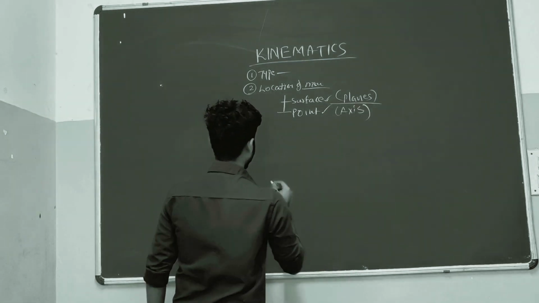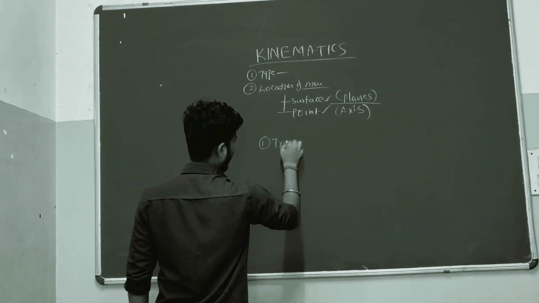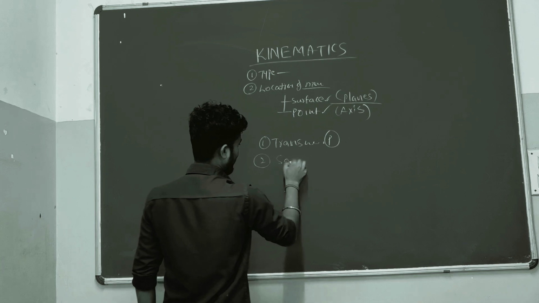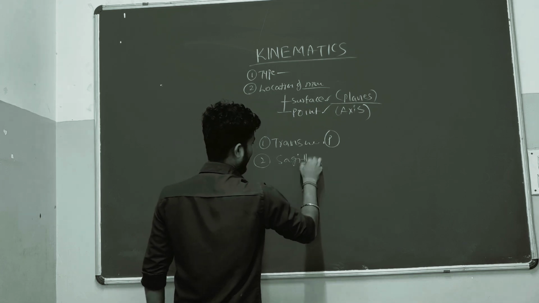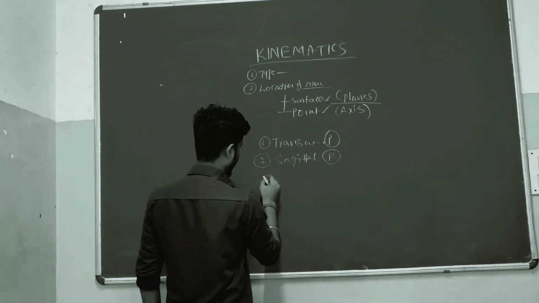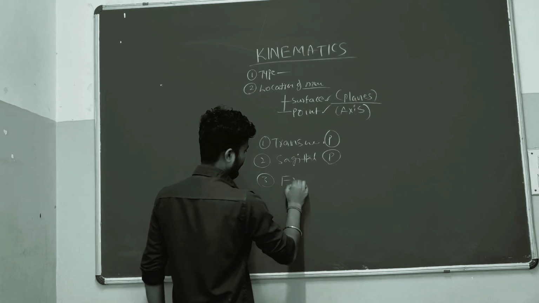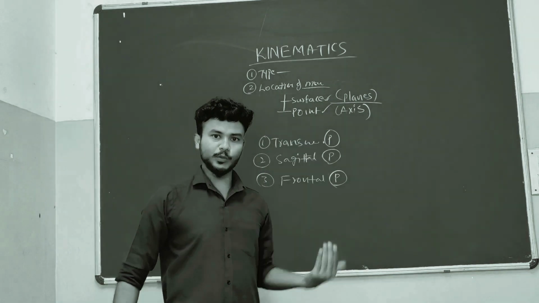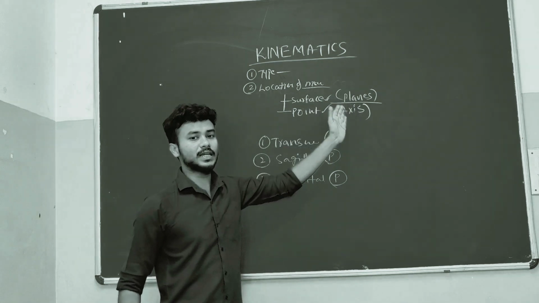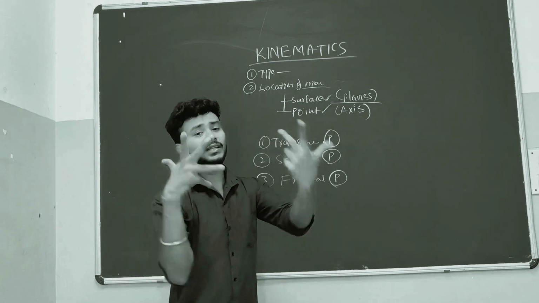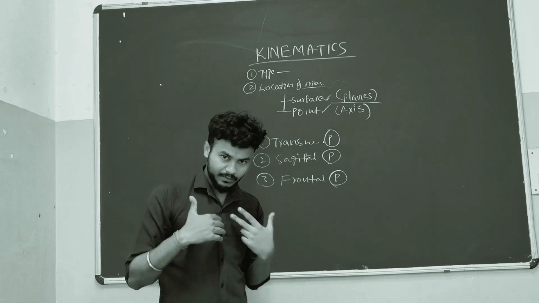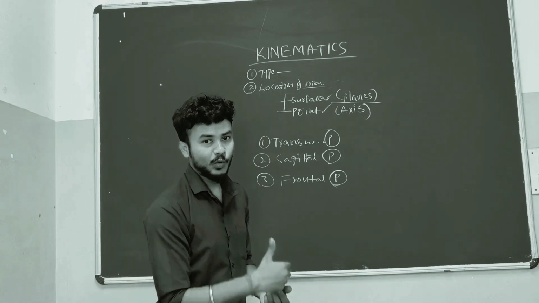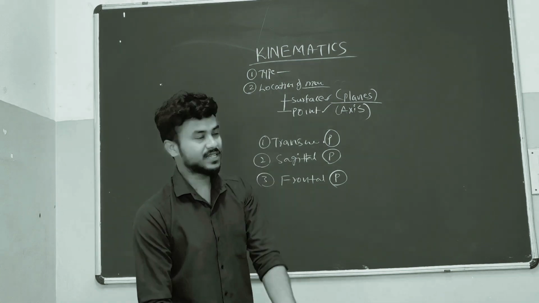Planes: first one transverse plane, second one sagittal plane, third one frontal plane. These are the planes of the human body. Whatever these planes and axes are, they are imaginary lines or planes to help us understand the location where the movement is happening.